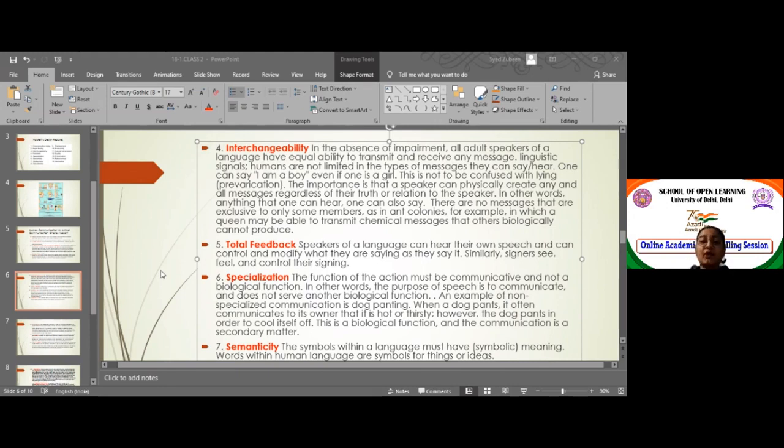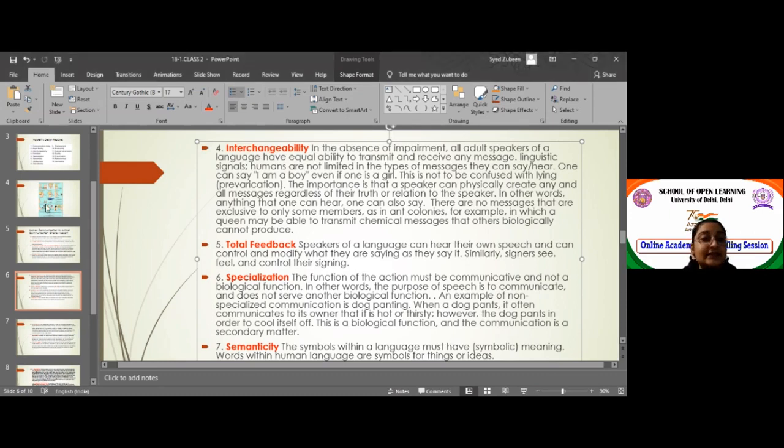However, the dog pants in order to cool itself, and this is a biological function, and communication is secondary, but we do not do that as human beings. Our specialization, our communication, is solely for the purpose of communicating. As the words escape our mouth, they do not serve any kind of biological function. They are only used to communicate, to express our thoughts, our feelings, our ideas, and share information.